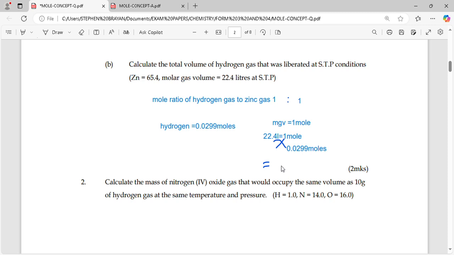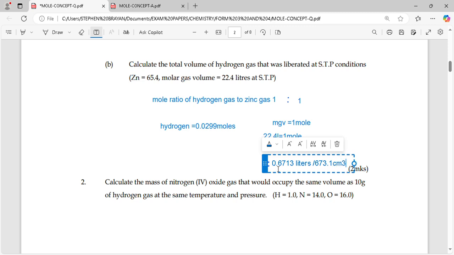If you calculate that, your total volume is going to be 0.6713 liters, which if you convert into cubic centimeters, it will be 673.1 cubic centimeters. That will now be your answer.